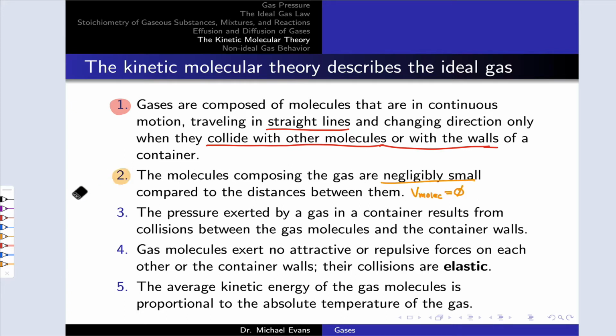Assumption 2 already gets us to a pretty interesting point. The kinetic molecular theory assumes that the gas particles take up no volume. This means that every gas particle has accessible to it the entire volume of the container. This can't possibly be true in reality because molecules do take up volume.